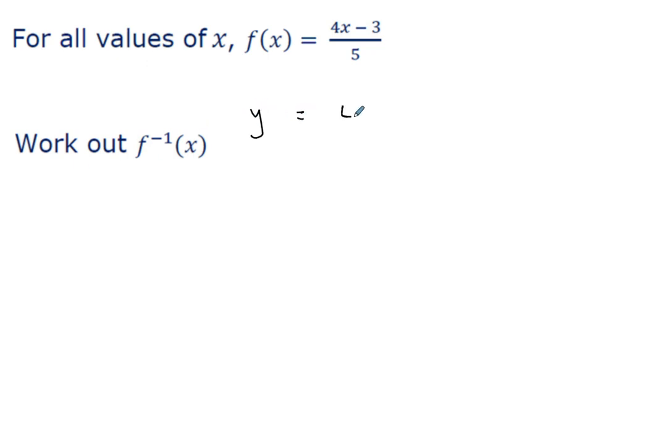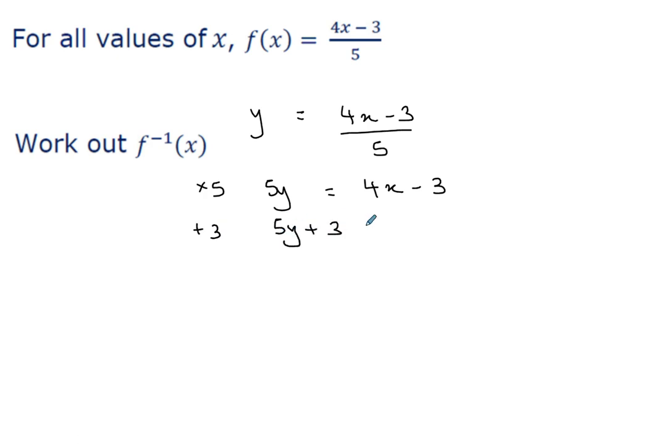y equals (4x minus 3) over 5. Again, it looks like 2 equals 6 divided by 3, but you can tell you'd be multiplying by 5 on both sides. So you've got 5y equals 4x minus 3. Remember, we want to isolate the x, so we'll add the 3 first. So plus 3, 5y plus 3 equals 4x. Divide by 4, (5y plus 3) divided by 4 equals x.